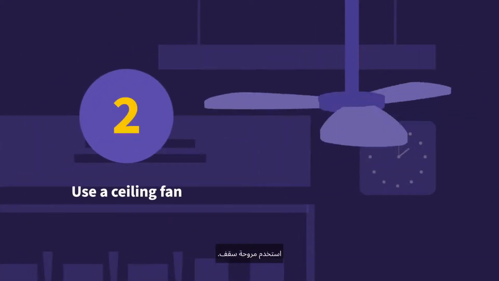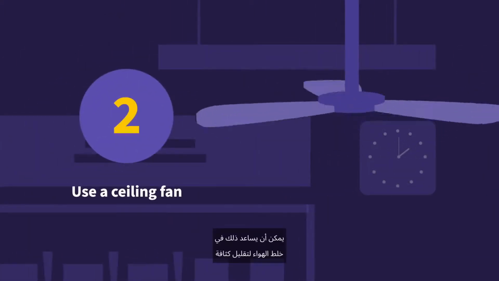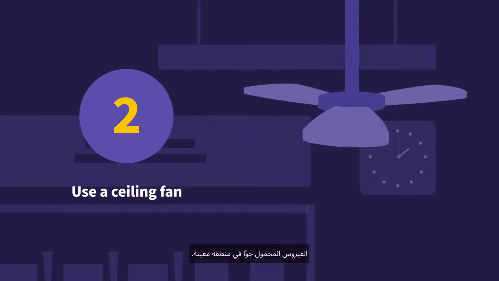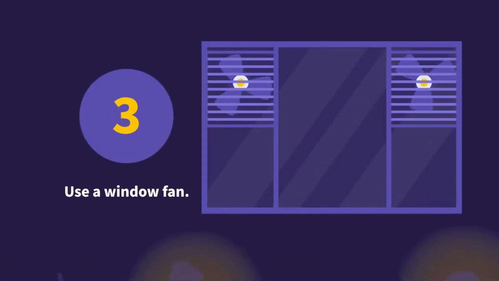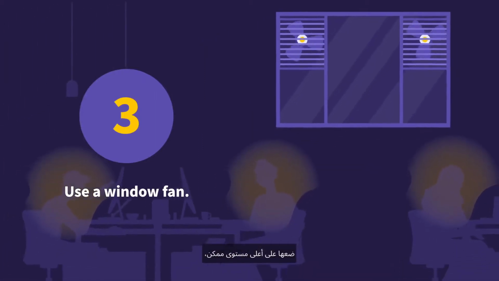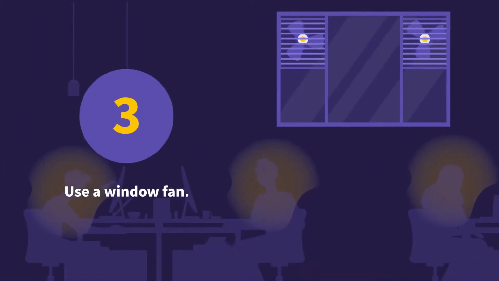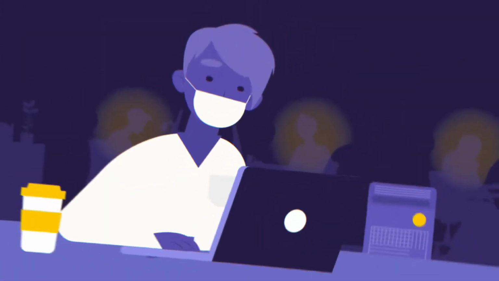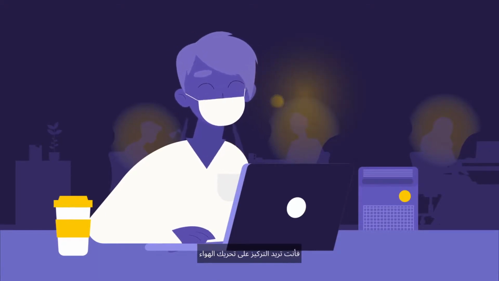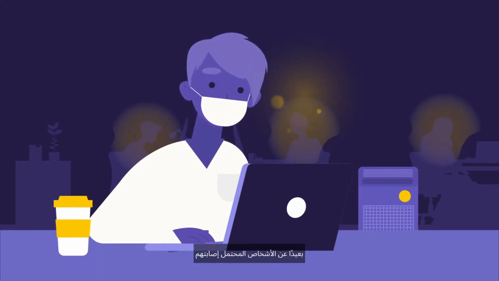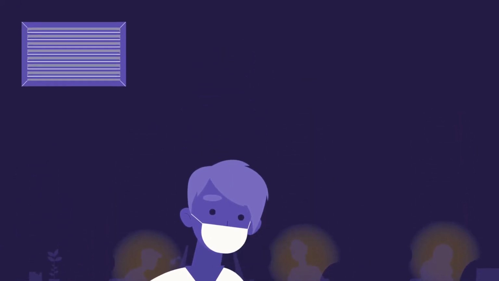Use a ceiling fan. This can help mix the air to reduce the density of the airborne virus in a specific area. Use a window fan. Place it at the highest level you can and direct the airflow out of the room. This removes potentially contaminated air from that space. When using different tools to help dilute the air, you want to focus on moving the air away from potentially infected people to either a HEPA air filter or up toward a ceiling return duct.